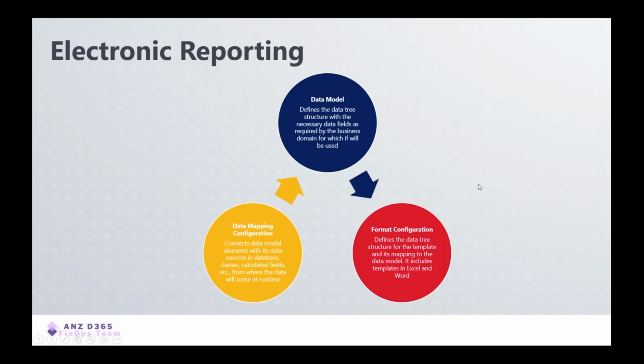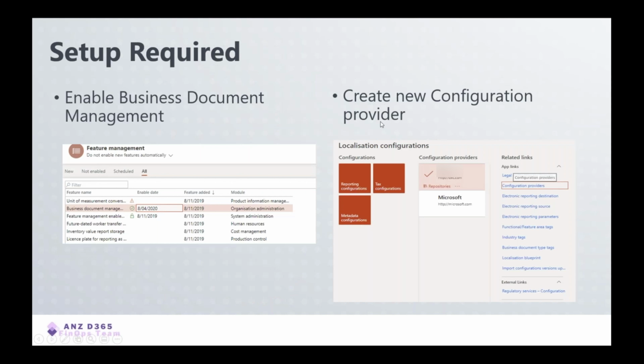And when we are going to go for the configuration, then we will be able to make sense of it. Before we start these three pillars or components of electronic reporting, make sure that you have activated a couple of these feature managements in D365. One is business document management.